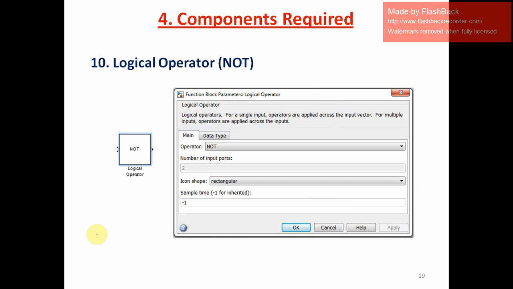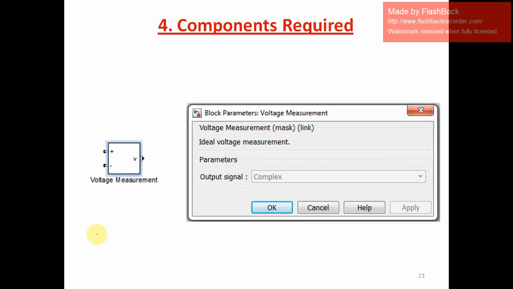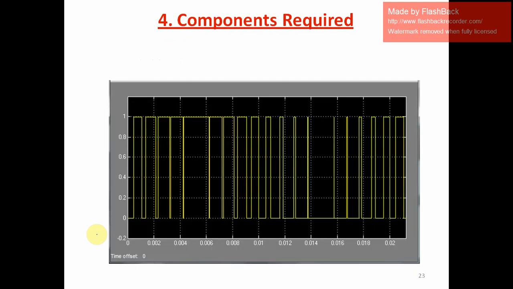This is the logical operator NOT, just to reverse the gate pulse for the IGBTs in the same leg. This is the terminator. This is the voltage measurement block. This is the mux, so we can have a number of inputs here. We are using it for 3 inputs in our simulation, and these are the gate pulses.